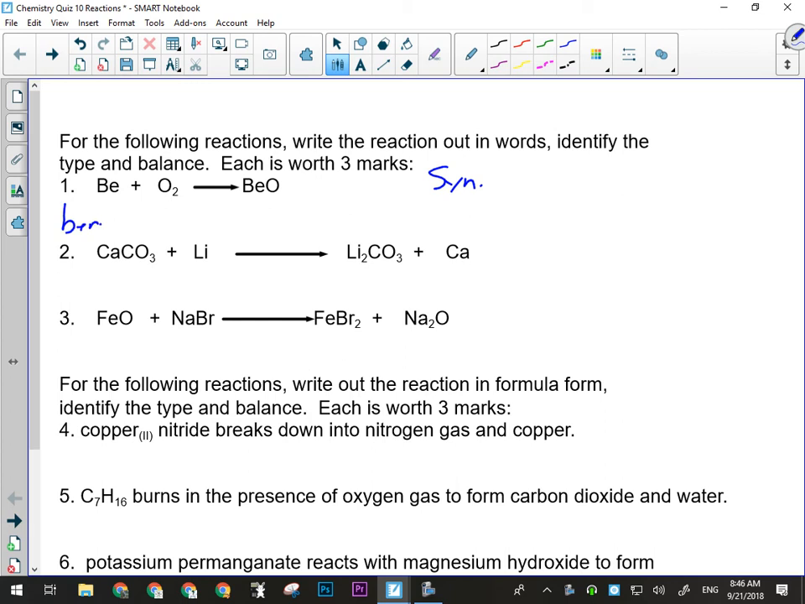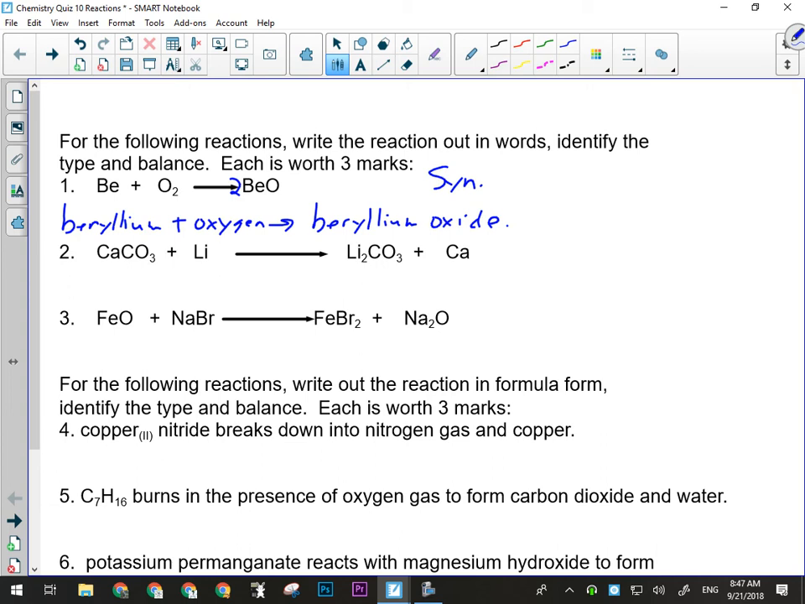So this is beryllium plus oxygen gives us beryllium oxide. And then to balance, only oxygen is currently out of balance, so a 2 here would fix that, and then everything else would be good. All right, everybody follow me on that?